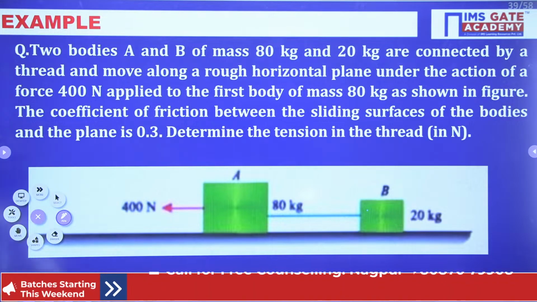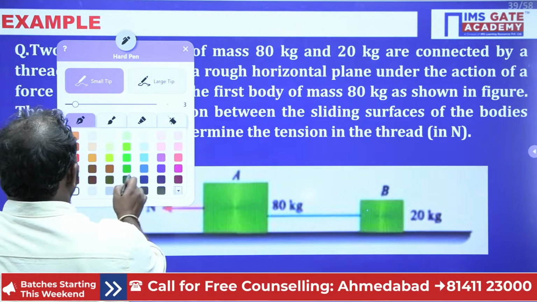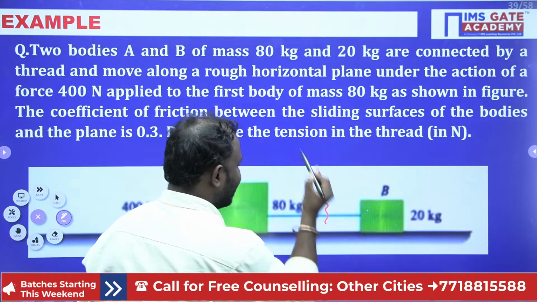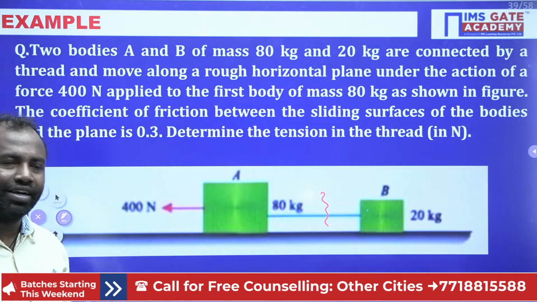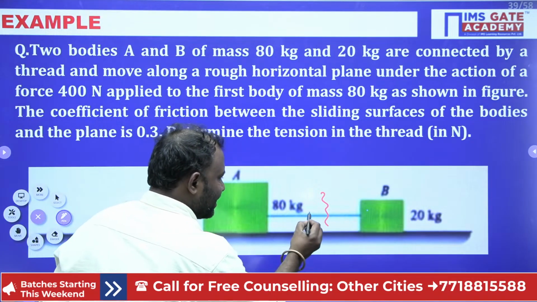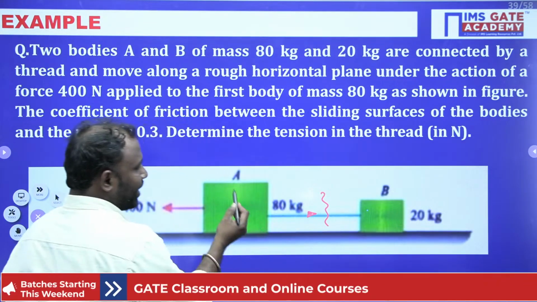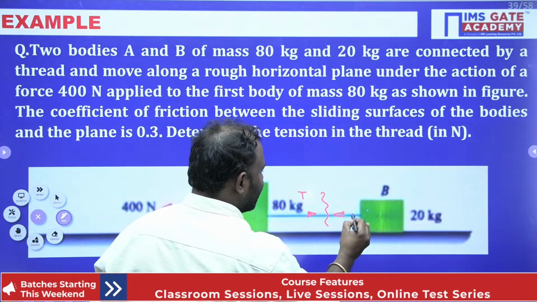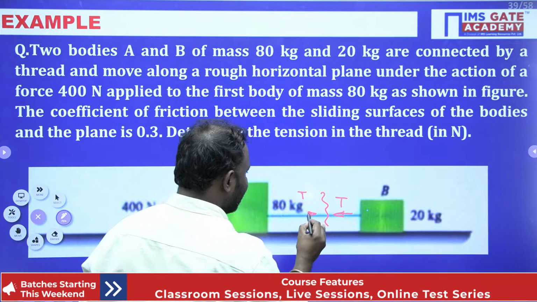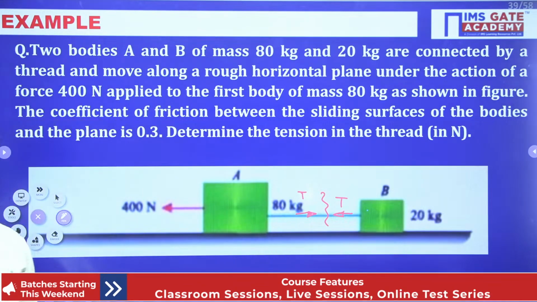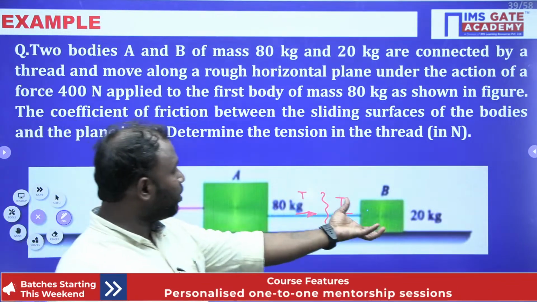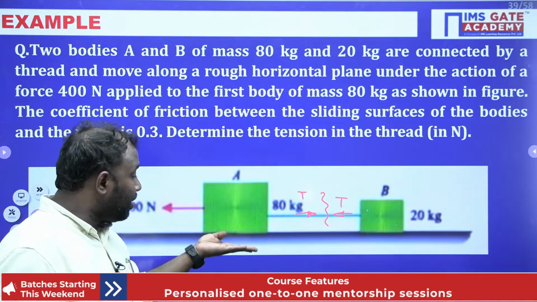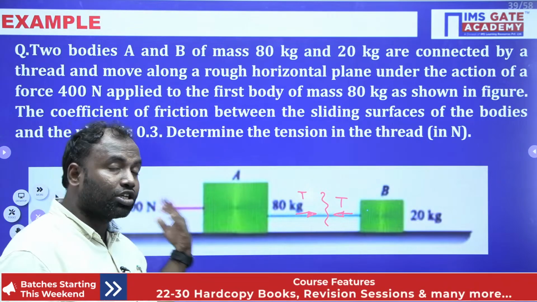Right now, see, very simple guys. Whenever you encounter these kinds of problems, you just cut the thread here, such that the tension on block A acts in this direction and the tension on block B acts in this direction, isn't it? Both are equal and in opposite directions, right? Now draw the separate free body diagrams. And one more thing, we need to consider the friction force as well, because the direction of motion is important.